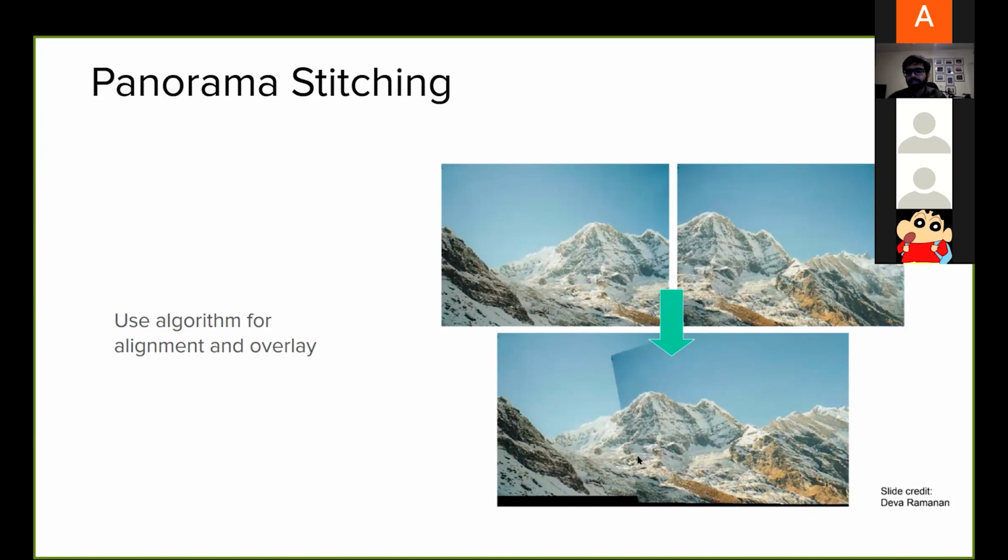So is this somewhat clear? Are you able to understand how things work? Any questions? Yeah, so it's clear. Okay, awesome.